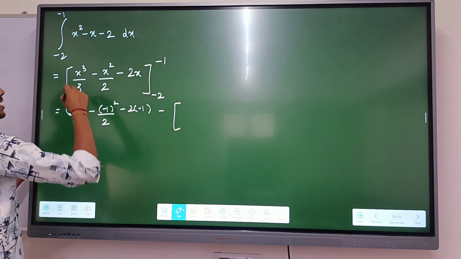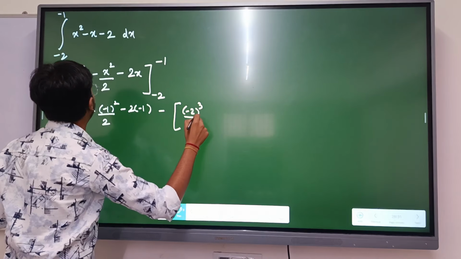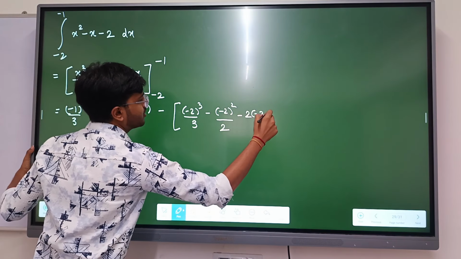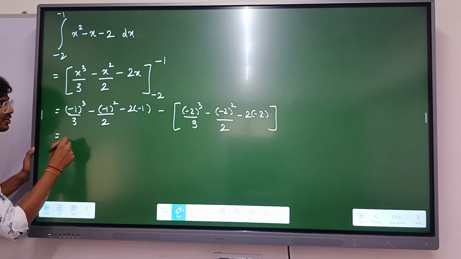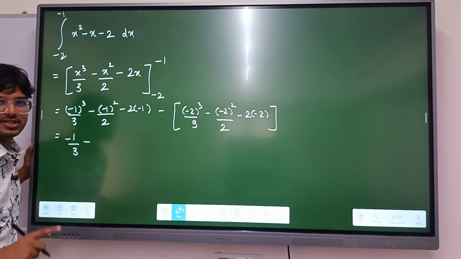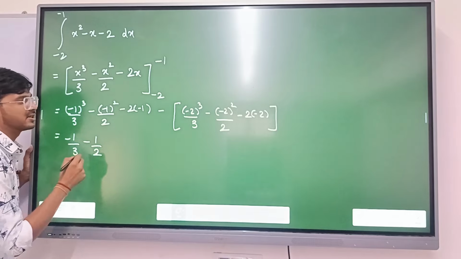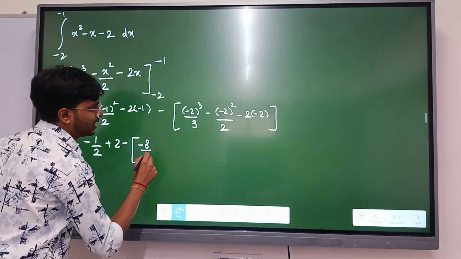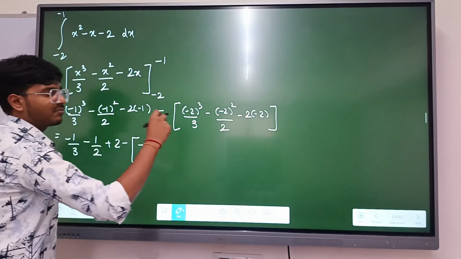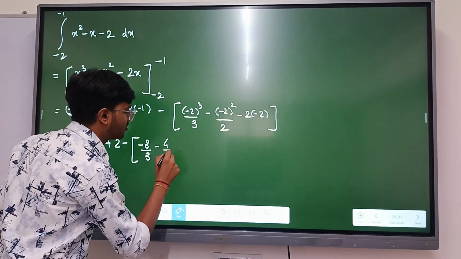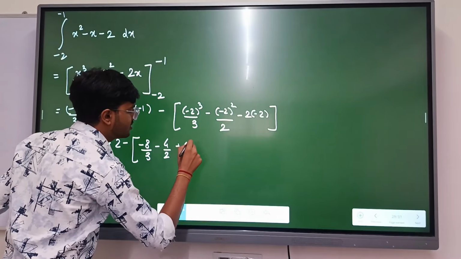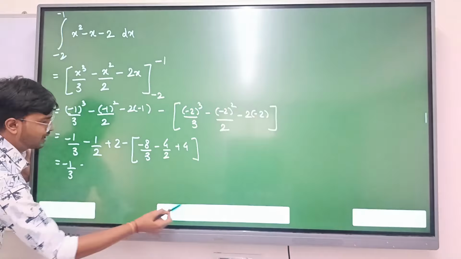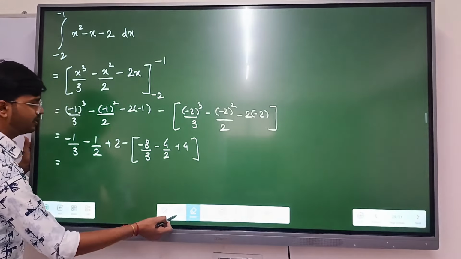Minus of, let's substitute minus 2. What will I get? Minus 2 cube by 3, minus of minus 2 square by 2, minus 2 into minus 2. So minus 1 cube is minus 1 by 3, minus of minus 1 square, 1, but minus is already there, so minus 1 by 2, minus minus plus 2. Minus of minus 2 cube, minus 8 by 3, minus 2 square, 4 by 2, minus plus 4.